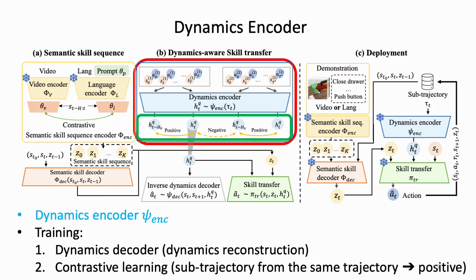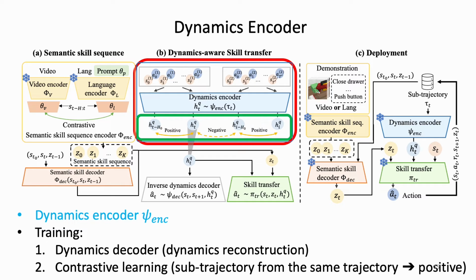The training loss for the dynamics encoder comprises two main components. The first is an objective function for reconstructing the input state action sequence through a dynamics decoder. This approach mirrors the learning method of auto-encoding models, where the goal is to reconstruct its own input accurately. This is aimed at embedding a unique representation of the sub-trajectory into the embedding space.